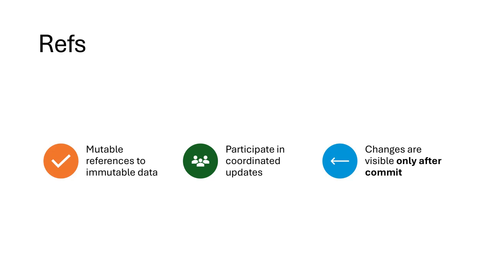Refs in Clojure are mutable references that always point to immutable data, which means the data itself doesn't change directly, but the reference can be updated to point to new data. These refs allow multiple coordinated updates through transactions, ensuring that all the related changes happen together atomically. Importantly, any changes made within a transaction are not visible to other parts of the program until the transaction commits successfully, which helps maintain consistency and avoid partial updates being seen. This approach aligns well with STM's goal of safe and predictable concurrency by coordinating state changes cleanly and reliably.